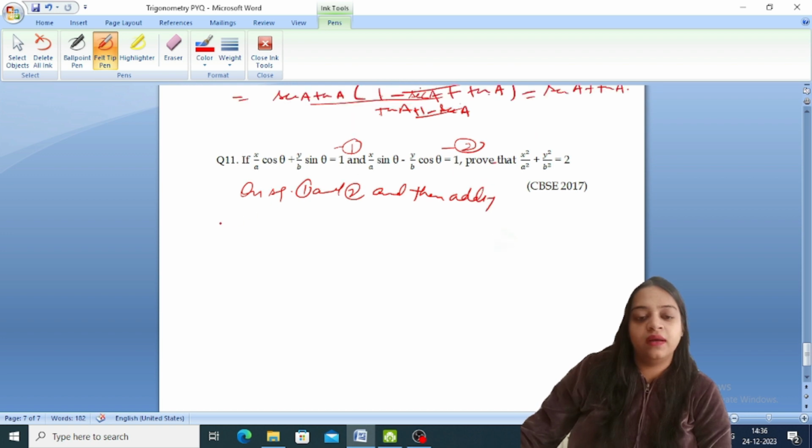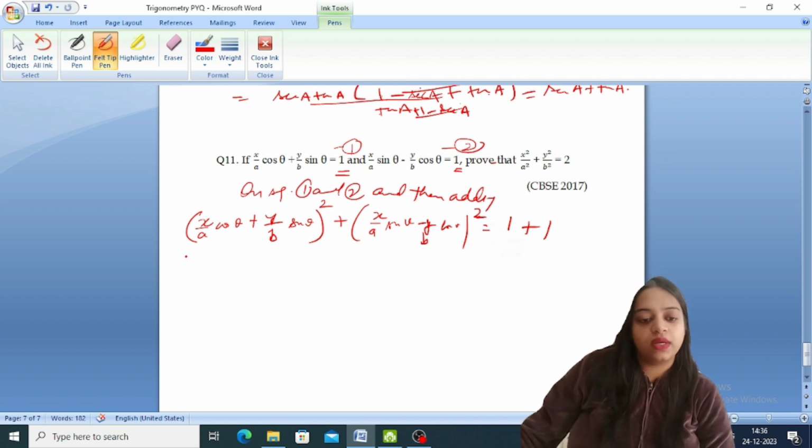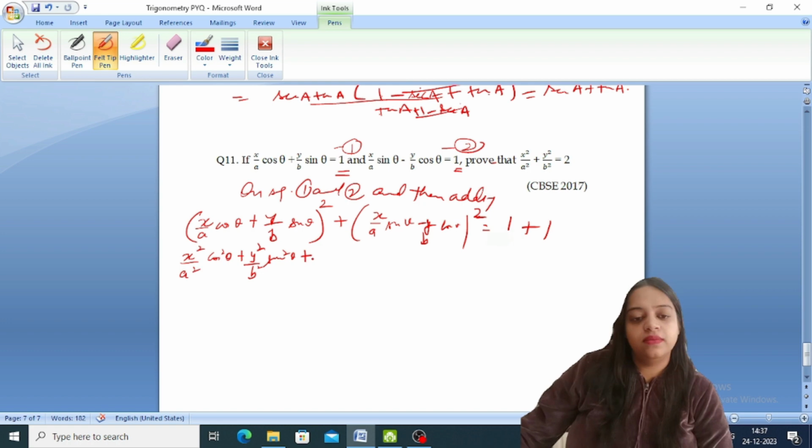On squaring 1 and 2 and then adding. So you observe, in left hand side I will add left hand side. It will be x upon a cos theta plus y upon b sin theta whole square, and along with that I also squared the left side of equation number 2 and added it. This is minus y upon b cos theta whole square, and the square of 1 is 1 plus this 1 square is also 1. Now I am applying a plus b whole square here. It is x square upon a square cos square theta plus y square upon b square sin square theta plus 2ab is 2x upon a cos theta y upon b sin theta.